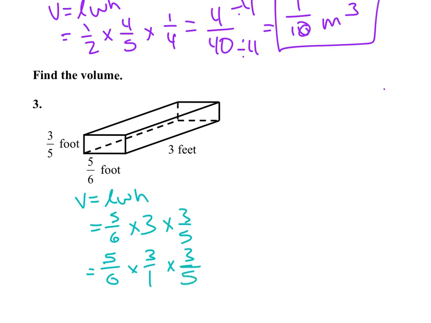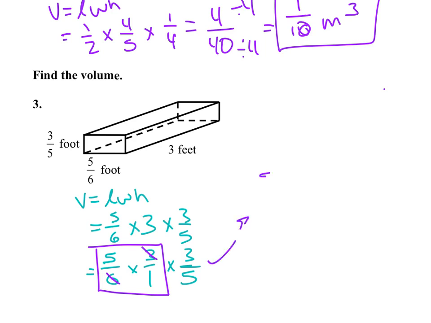I'm going to go ahead and cross cancel if I can. I'm going to take the first two fractions and cross cancel if I can. What's the greatest common factor of 5 and 1? 1, so there's nothing you can do. What's the greatest common factor of 6 and 3? That's 3. So I'm going to rewrite it up here.